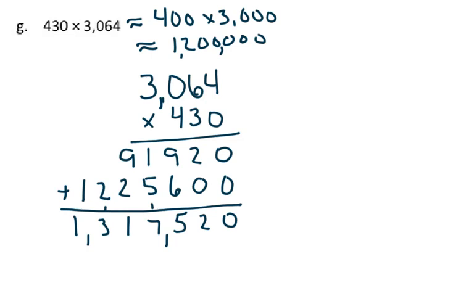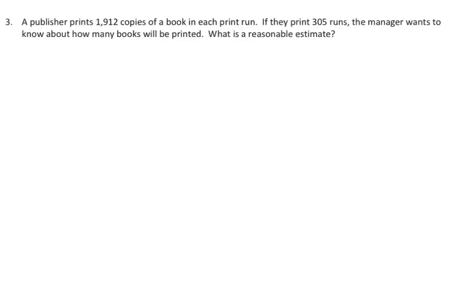So now I'm going to look at the next problem for my examples, and it's homework problem number 3. And it says a publisher prints 1,912 copies of a book in each print run. If they print 305 runs, the manager wants to know about how many books will be printed. What is a reasonable estimate? So they're asking for a reasonable estimate here, so that's what my target sentence is going to reflect.